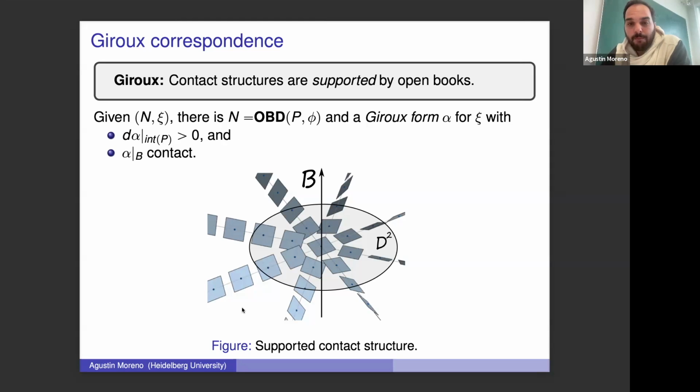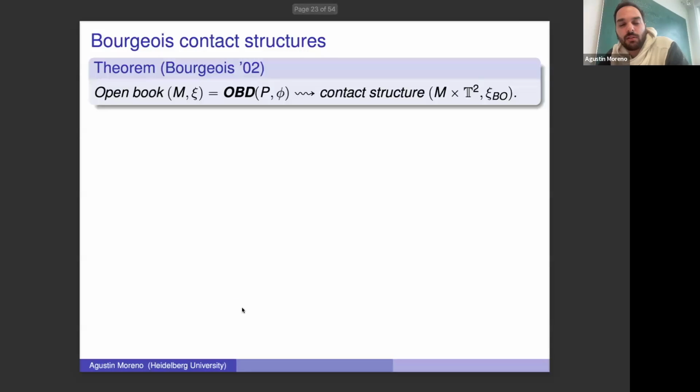Okay, and using the Giroux correspondence there is also a nice construction of Bourgeois going back to 2002. So Bourgeois tells you that if you start with an open book decomposition supporting a contact manifold, then there's a simple way to write down a contact structure on the product of the manifold with T2. And this is, you know, secretly why we consider the product with T2 and not with any other manifold. There's also a Bourgeois construction for other surfaces, so it's conceivable that our results also apply for other types of stabilizations. We just haven't thought about it yet. So I'll only consider products with T2.